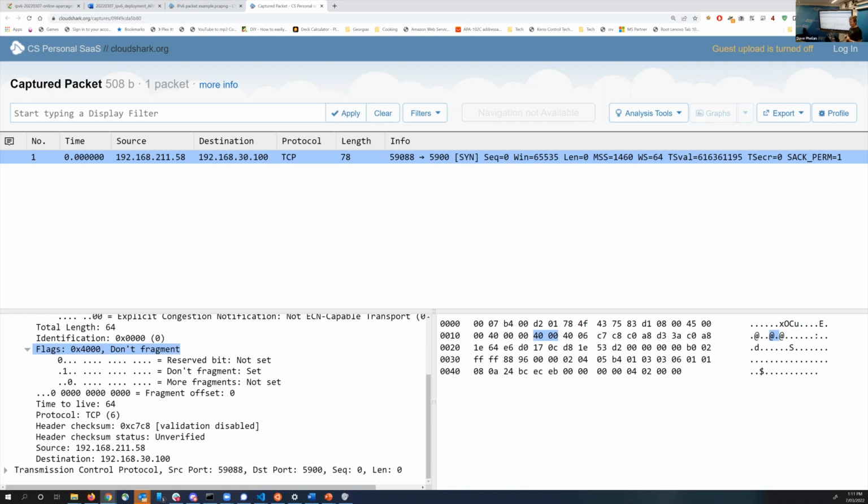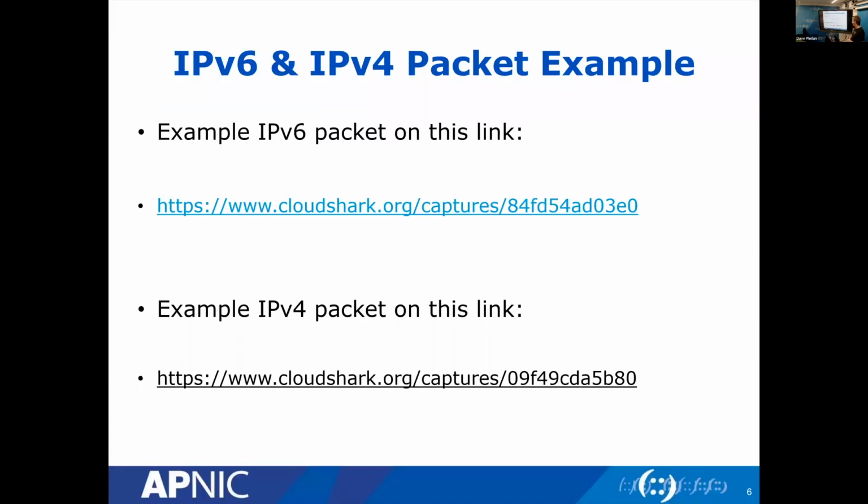It's a pretty common port number, that one. TCP 5900 is VNC. So that's the primary difference between our V6 and our V4. We've got a much more condensed header.